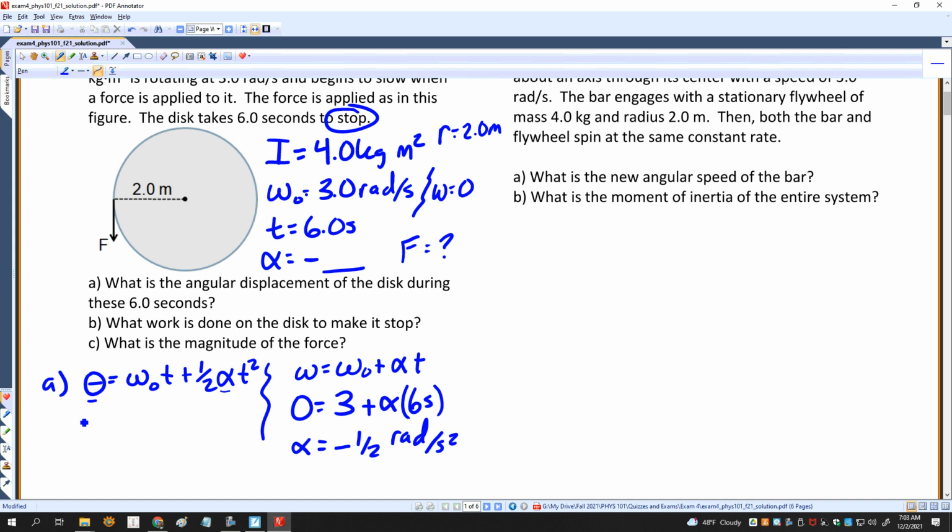So now I can take that and figure out what is my theta. That's going to be omega naught, which is 3, times t, which is 6 seconds, plus 1/2 of negative 1/2, that's my alpha, times 6 squared. 18 minus the quarter of 36 is 9. So that's 9 radians. So that's part A.